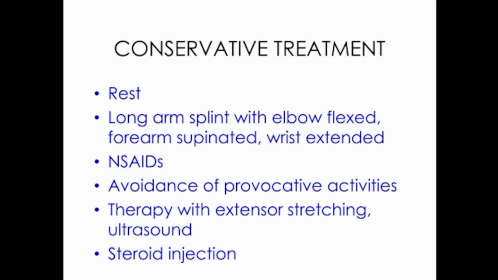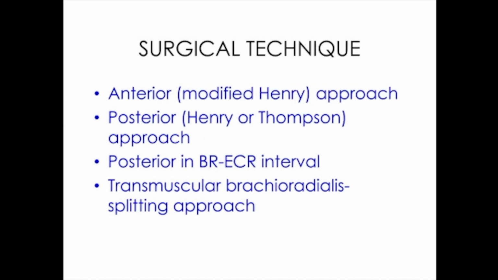So conservative treatment includes rest, long-arm splinting, anti-inflammatories, avoidance of provocative activities, therapy with extensive stretching and ultrasound, and steroid injection. If conservative treatment fails, the nerve needs to be decompressed, and there are 4 approaches that have been described. One is the anterior or modified Henry approach. Then there's the posterior Henry or Thompson approach, the posterior approach through the brachioradialis-ECRL interval, and the transmuscular brachioradialis splitting approach, and we'll go through these briefly.